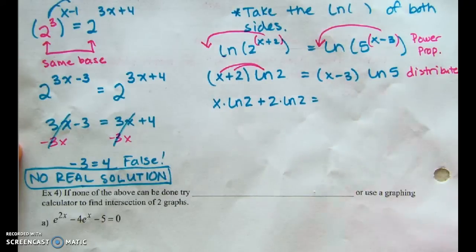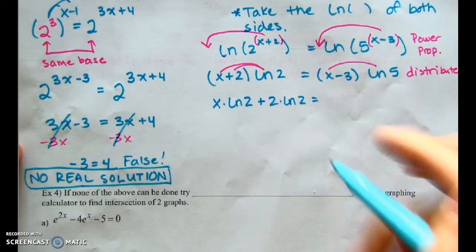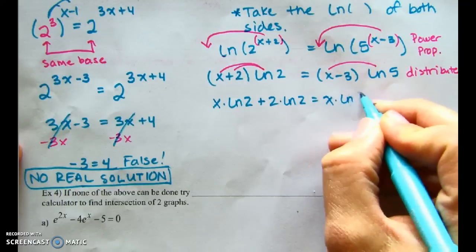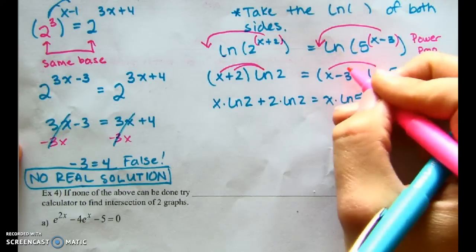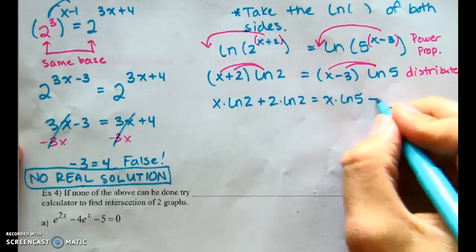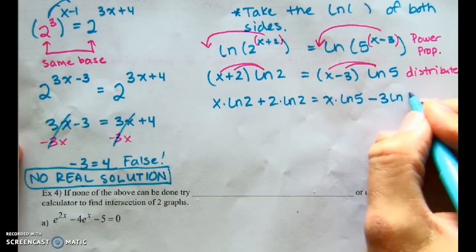Where are we going with this? Don't worry, I got you. Equals x times the ln of 5 minus 3 times the natural log of 5.